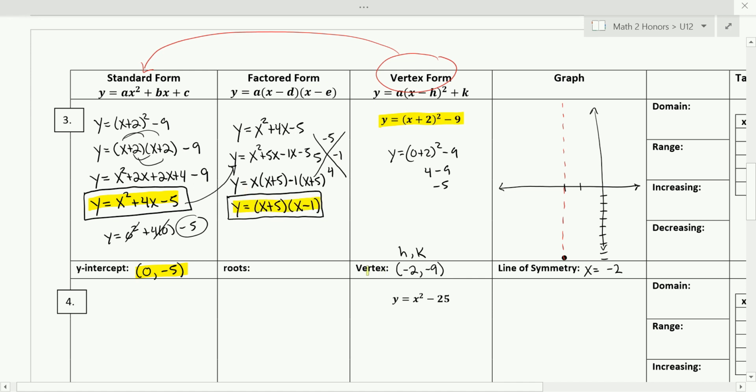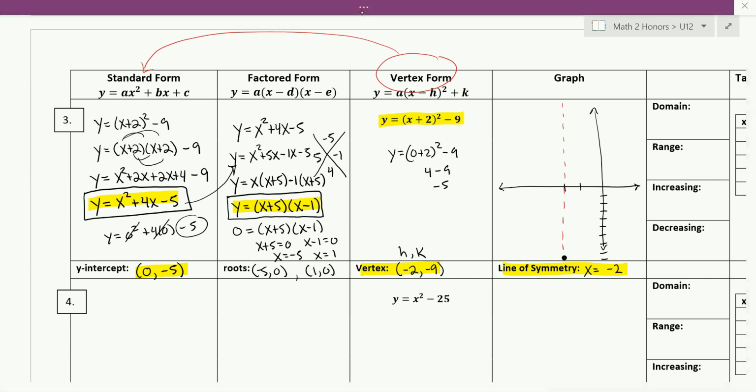Okay. So find our roots, which is the same thing as finding our X intercepts by plugging in 0 for Y and solving for X. We get x plus 5 is 0, and x minus 1 is 0. So x is -5 and +1. So now we got plenty of points to finish our graph off.